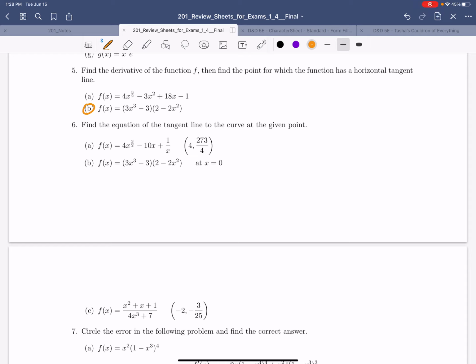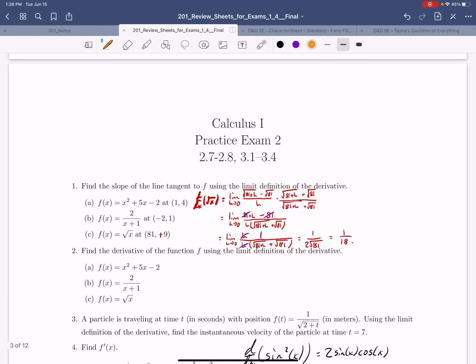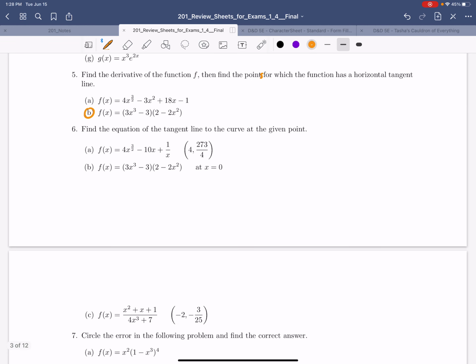Hey everyone, we're going to find the derivative of the function f and then find the points for which the function has a horizontal tangent line. That means we're going to take the derivative and set it equal to 0, right? By the way, we are looking at the exam 2 review sheet, okay?